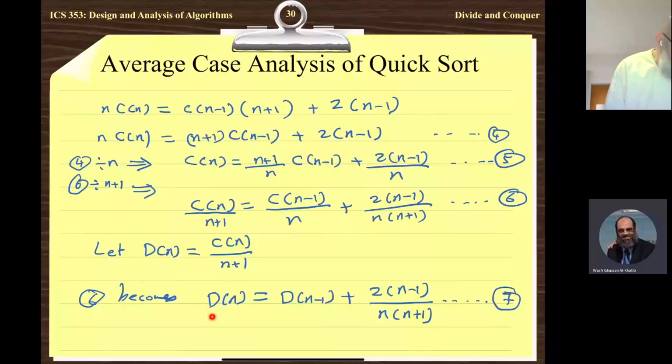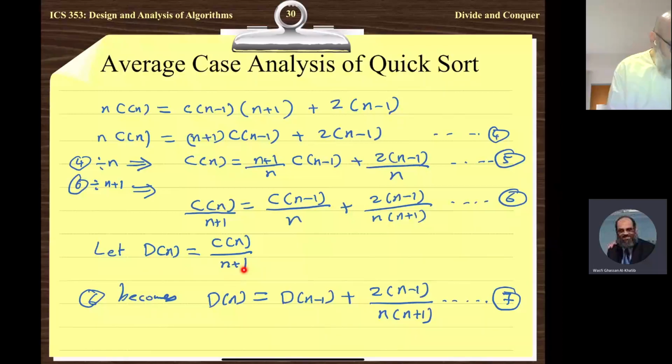Average case analysis of quicksort. So where did we stop in class? As I said, we stopped at trying to solve this recurrence, which is D(n) equals D(n-1) plus 2 times (n-1) divided by n times (n+1). So this is D(n), and the stopping criterion is D(1).